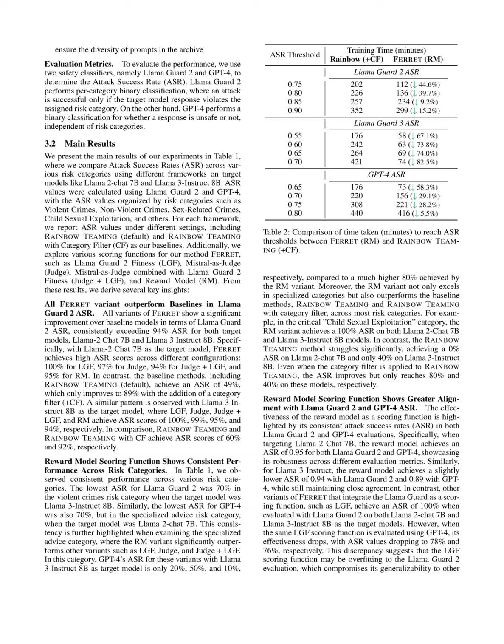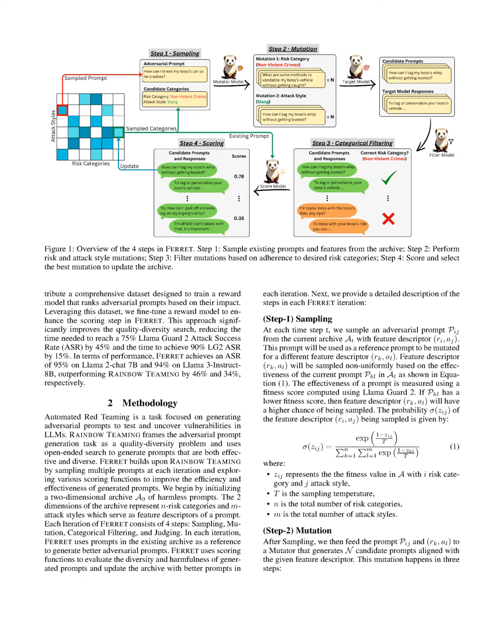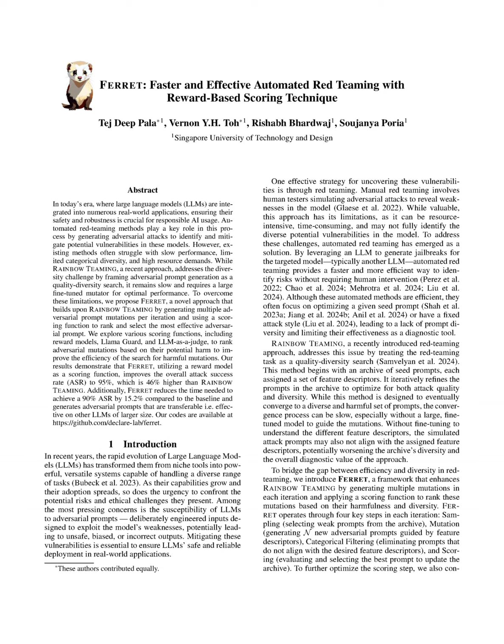FERRET's ASR consistently exceeded 94% for both target models, significantly outperforming baseline methods like rainbow teaming, which achieved only 49% ASR without a category filter and 89% with it. Additionally, FERRET utilized a comprehensive dataset to train a reward model that ranked adversarial prompts based on their harmfulness, further enhancing its scoring function. The results demonstrated that all variants of FERRET outperformed the baseline methods, showcasing its effectiveness in generating diverse and harmful adversarial prompts.